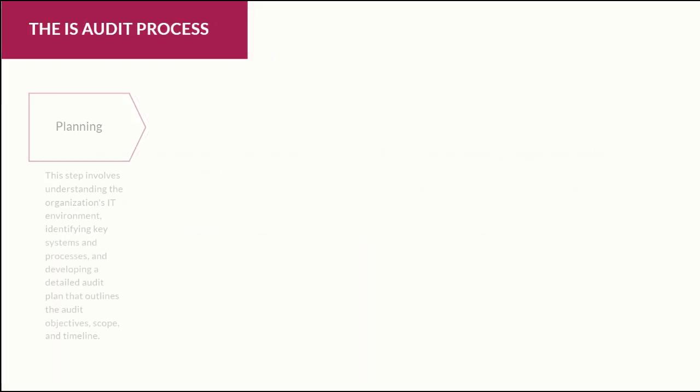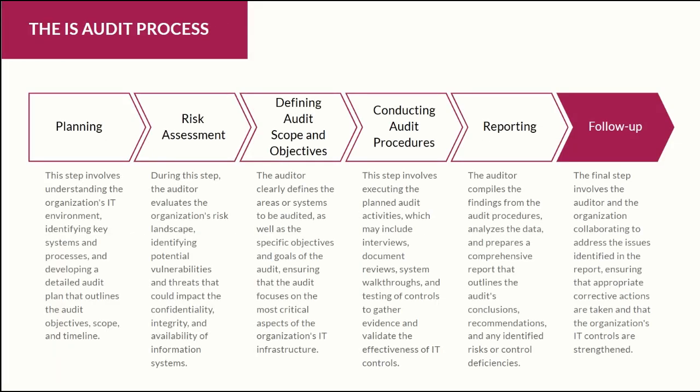The IS Audit Process is the backbone of Domain 1. It involves several steps, each of which is critical to ensuring a thorough and effective audit. Let's break it down. Planning. This is the first and most important step. During planning, the auditor must understand the organization's environment, objectives, and risks. This includes reviewing the organization's structure, business processes, and IT systems. The goal is to identify what needs to be audited and why.